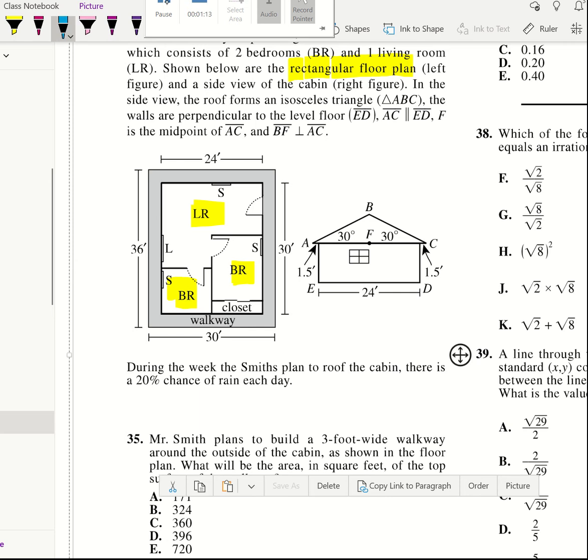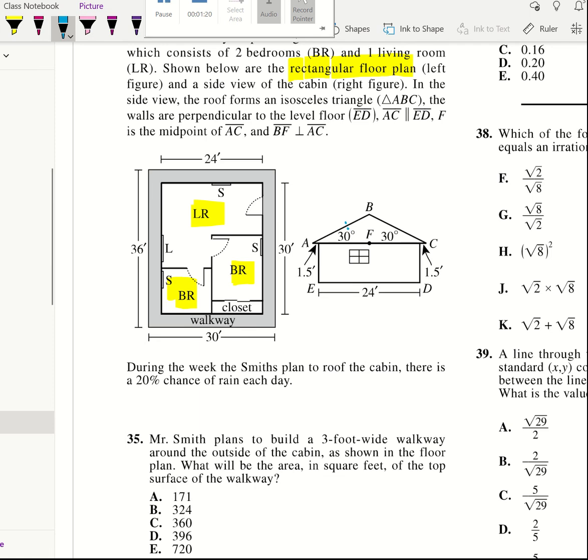Also, we have a picture of the side view of the cabin. The roof is an isosceles triangle. The base angles are congruent, and so are the legs. We are also told that the walls are perpendicular to the floor. AC is parallel to ED, which kind of makes sense when you're building that roof line, or the bottom of the roof line. And F is the midpoint of AC. The last thing we're told is that BF is perpendicular right here to AC.